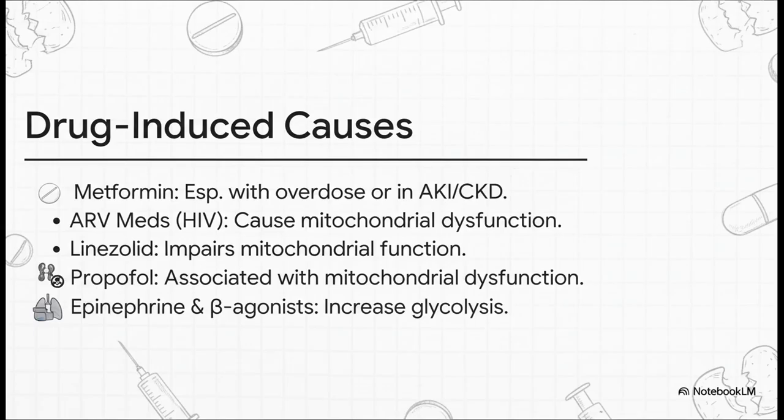But look at this list. So many of these are common ICU meds that act like direct mitochondrial poisons. Antiretrovirals for HIV, the antibiotic linezolid, the sedative propofol, they can all shut down the factory. And then you have drugs like epinephrine or beta agonists like albuterol for asthma that do something a little different. They don't poison the mitochondria, they just ramp up glycolysis so much that they overwhelm the system and you end up with a ton of excess lactate.